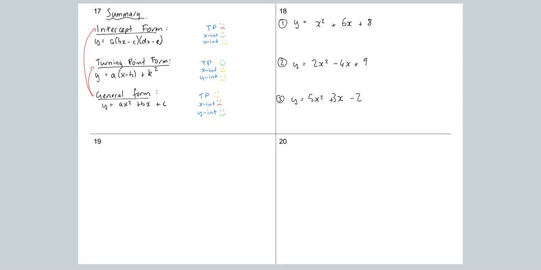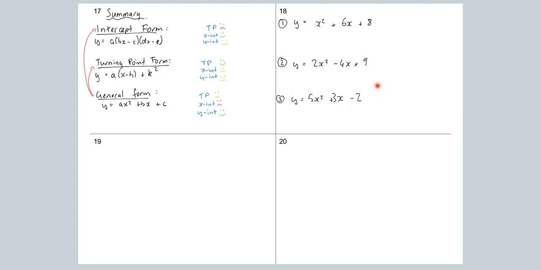This one here, number 2, I reckon go for turning point form. Its numbers aren't too hard. I can certainly factorize the first two terms with a common factor of 2 and still have some nice, neat numbers to work with. So that works out okay. Turning point form would seem to be the most efficient way to work out the turning point, and I can work out the x and y intercepts fairly straightforwardly as well. I have the y-intercept already, it's known.